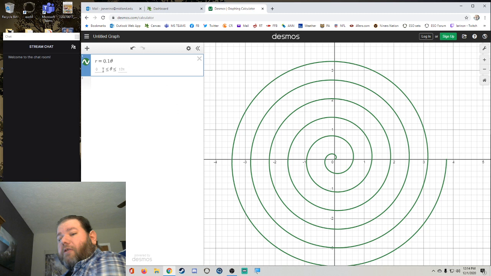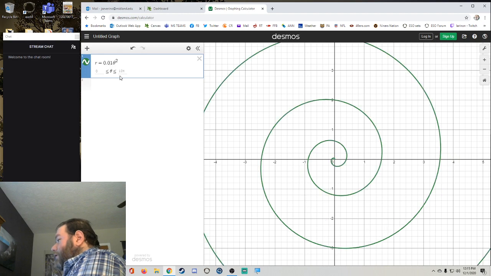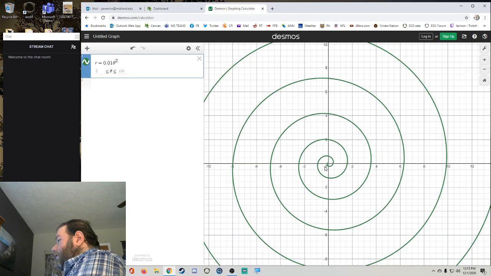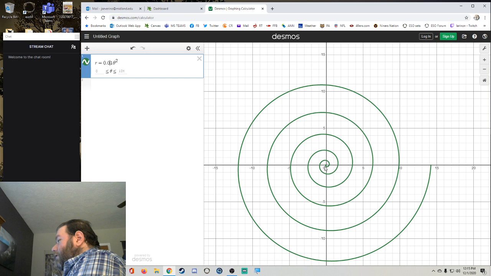And see under here, this is the domain they're using, 0 to 12 pi. So we're actually making multiple rotations, but it will just keep going beyond that, getting further and further away. We could try squaring the pi, and it would accelerate more rapidly. Now I might need to put that 0 there. So we get a little bit different spiral happening with the square, but it's still largely the same.